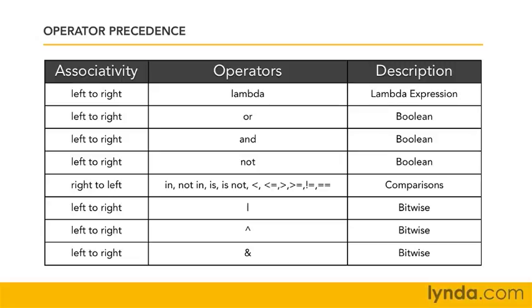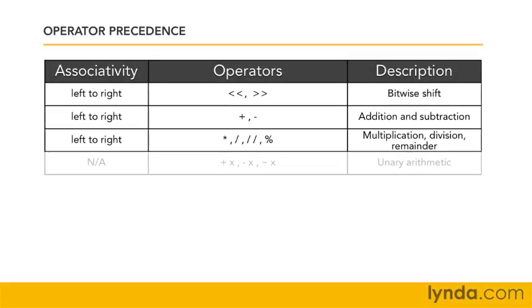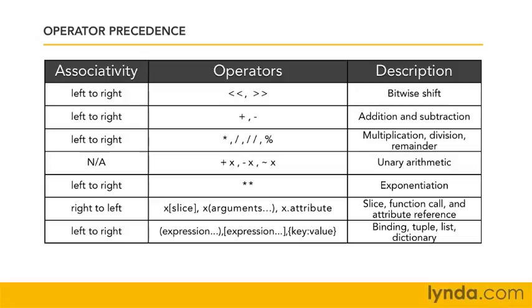Starting at the top of the list, we have lambda, and then we have or, and not. These are the Boolean or, and not. Then we have all of the comparison operators lumped together in one priority, and those are evaluated right to left. And then continuing, there's the bitwise operators, or, exclusive or, and. Then there's the bitwise shift operators, and then we have addition and subtraction, multiplication, division, and remainder, the unary operators, the exponent operator, and then bundled together and right to left again, slices, function calls, and attribute references.